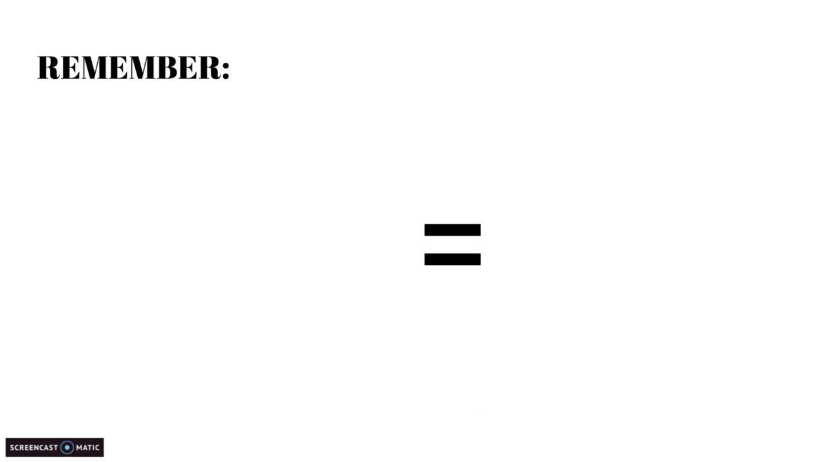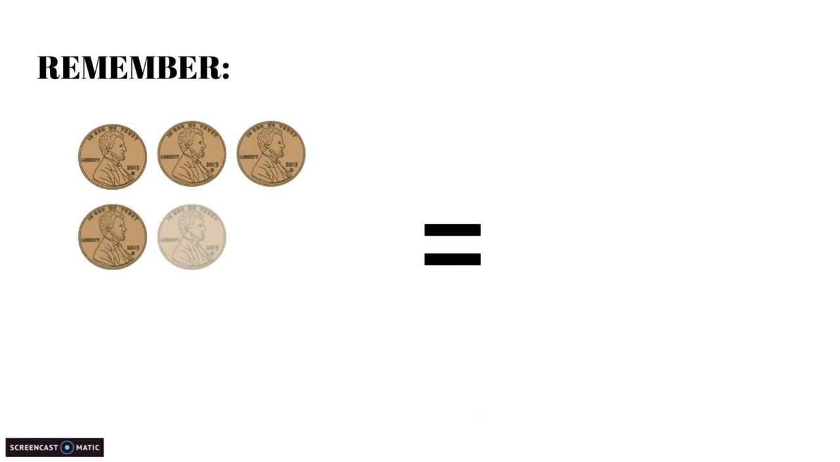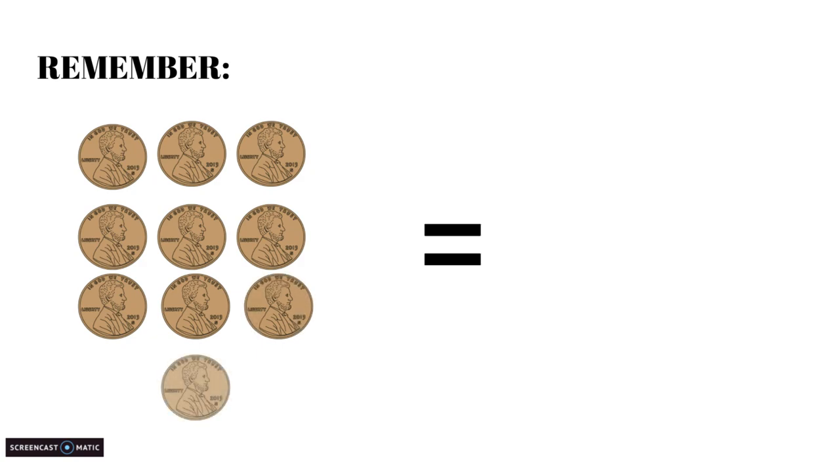Now, let's always remember that 10 pennies equals 1 dime. So 1, 2, 3, 4, 5, 6, 7, 8, 9, 10 pennies equals 1 dime. So when we regroup, if we have a group of 10 pennies, we will change it over to 1 dime.